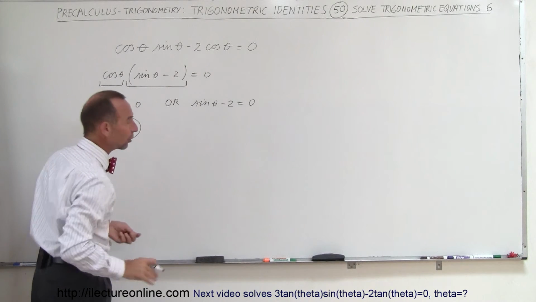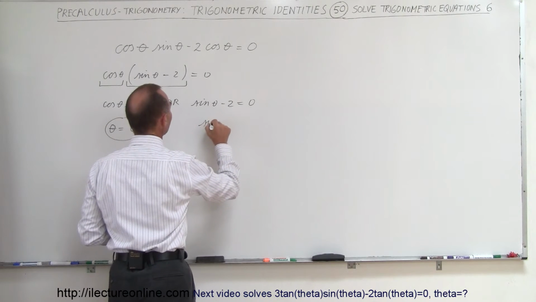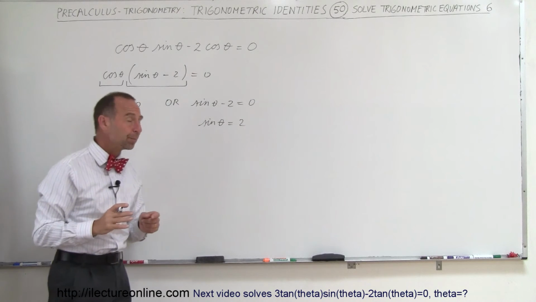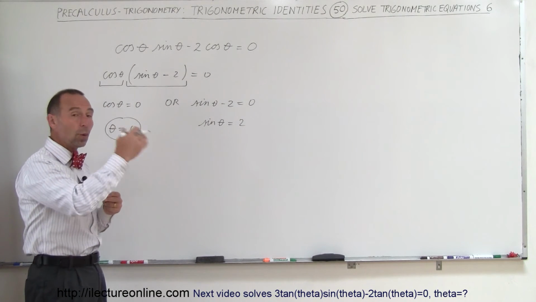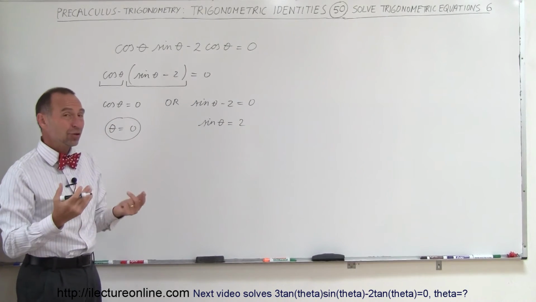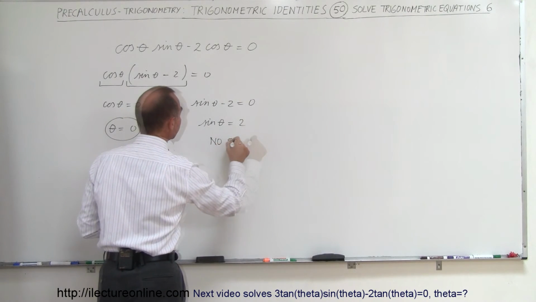Now we go to the second equation, and now we bring the 2 to the other side. So I have the sine of theta is equal to a positive 2. Now here we have a problem. Whenever we take the sine of an angle, it should always be somewhere between 1 and negative 1, with 1 and negative 1 being the extreme limits. 2 is not possible, so in this case, there is no solution.